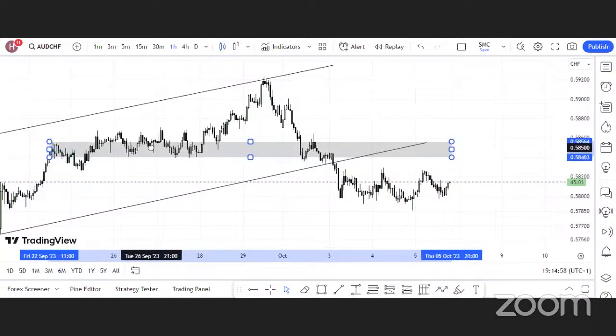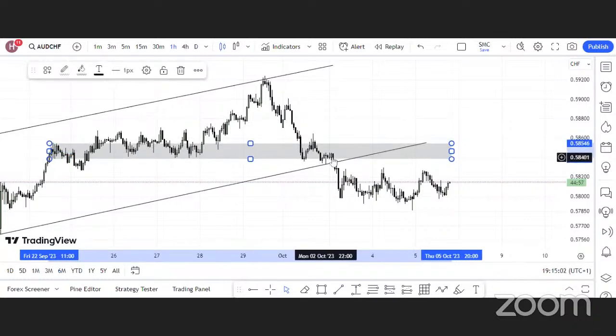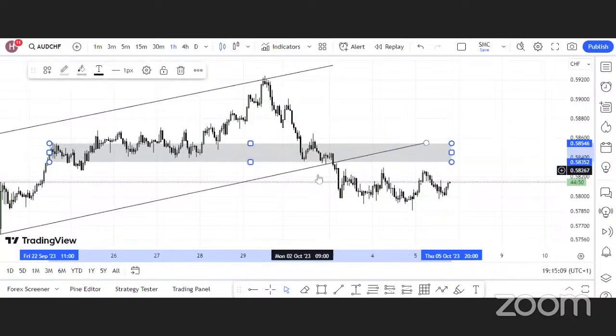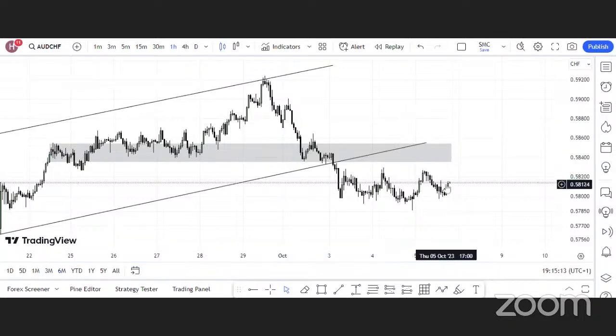Okay, so let's take it from here. Let's do it this way. You see how it has been respecting this support zone. See how it's been respecting the support. Yes. So guys, that is it. Okay. So what I want to see now is I want this market to come all the way. Okay, I can actually do this since I've already seen all of these areas. I see that it aligns well.